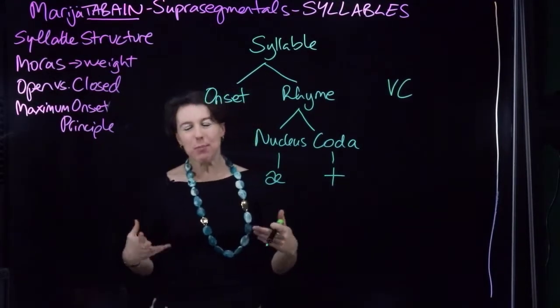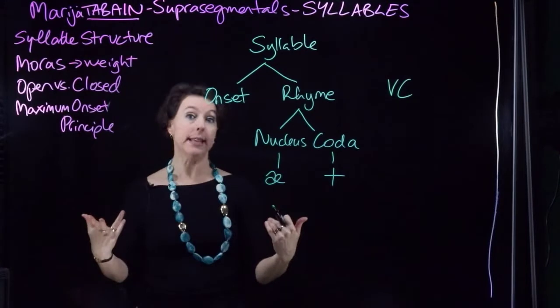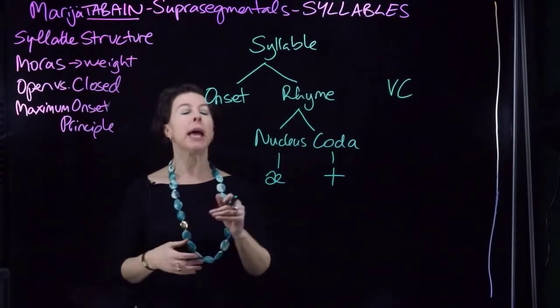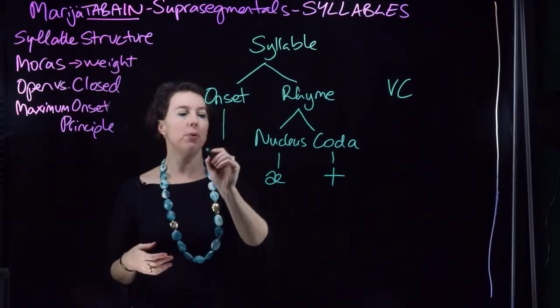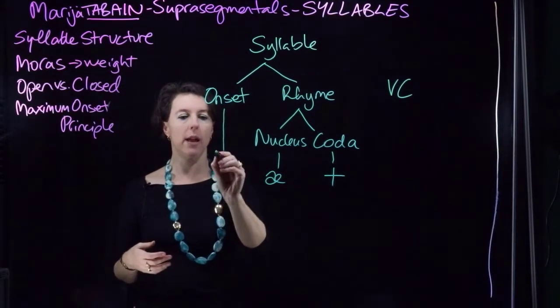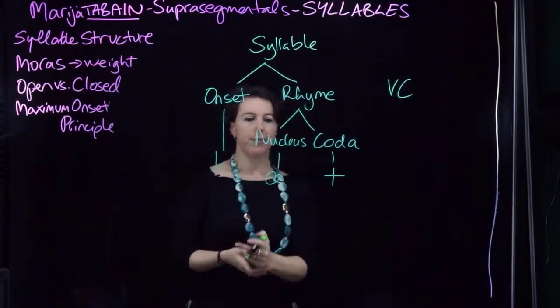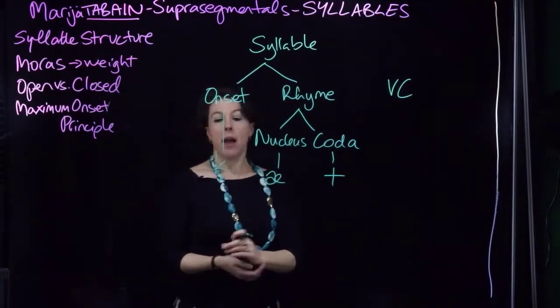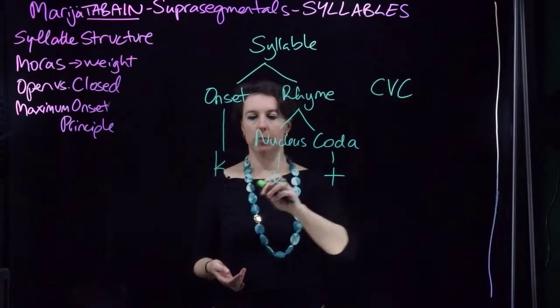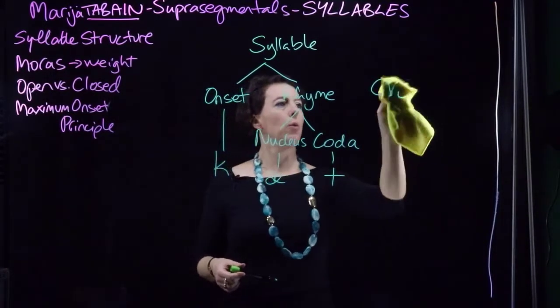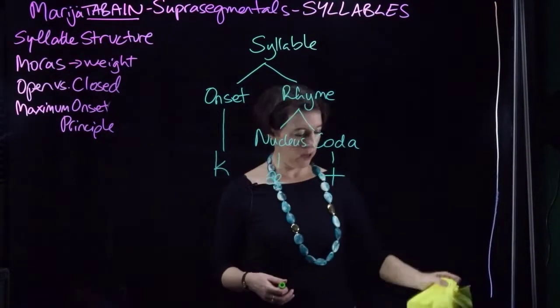However, syllables actually prefer to have an onset. Very, very strong preference for syllables to have an onset. And so we could put an onset into this word, and we could make a word like cat, as in pussycat. So there's cat. And that would then be a CVC syllable, consonant, vowel, consonant. Again, I don't want to be focusing on that. I really want to be focusing on the structure.